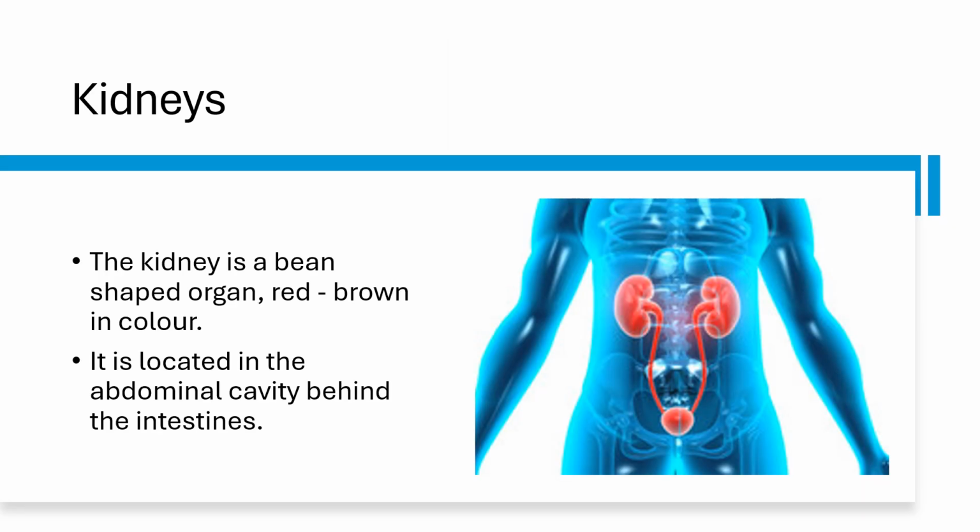If we talk about kidneys, the kidney is a bean-shaped organ. It's shaped like a bean and it's actually red-brown in color, not only in the pictures we see, but in reality. It is also located in the abdominal cavity, behind the intestines.